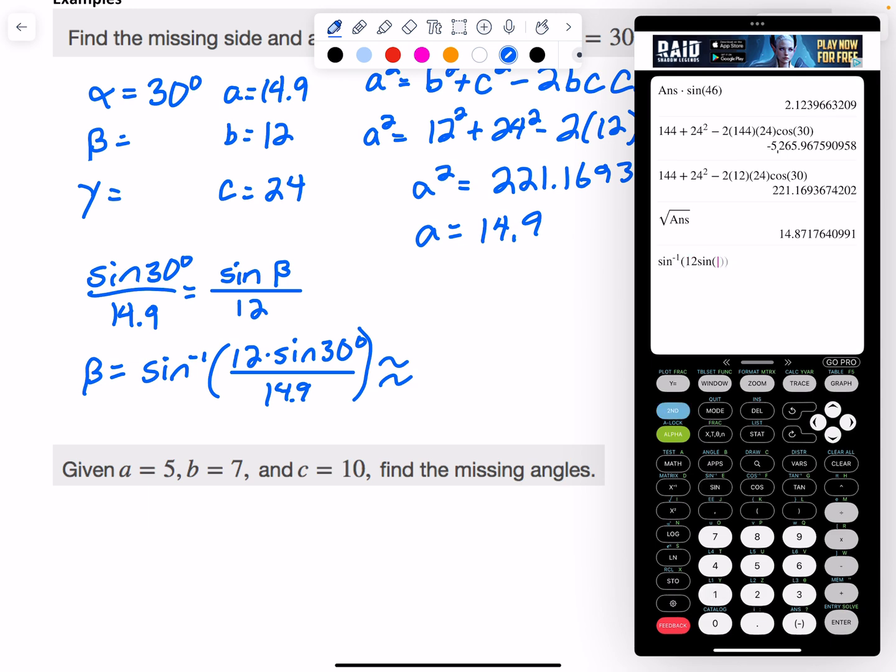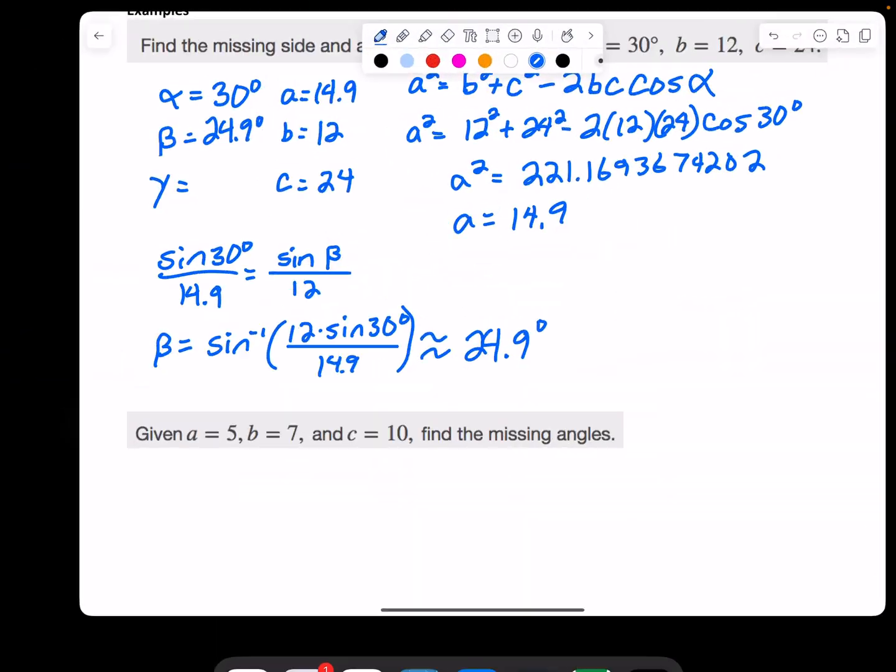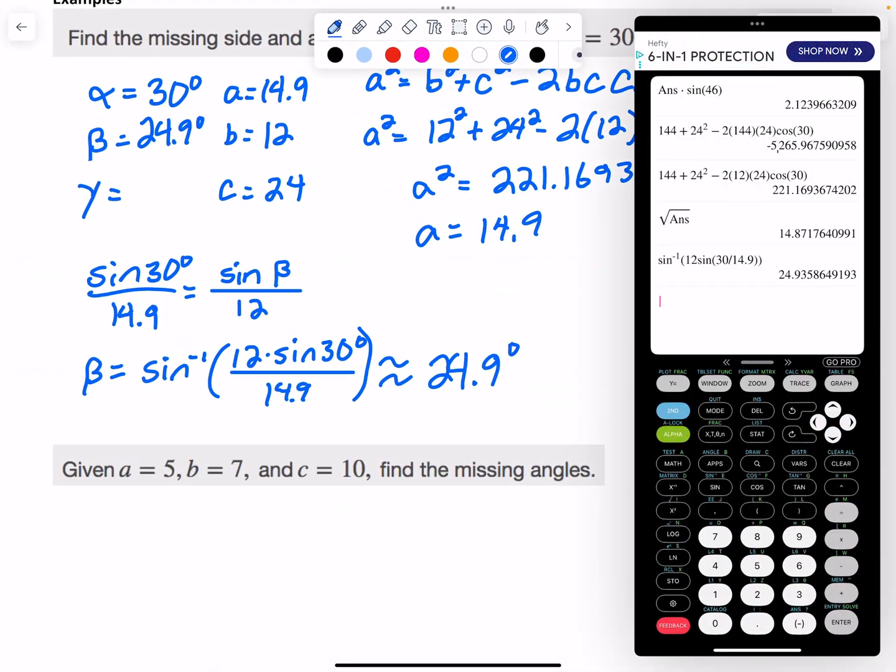12 times sine of 30 divided by 14.9. We get 24.9. Right? That's degrees. So that goes here, 24.9 degrees. And then we're going to go ahead and figure out 180 minus the other two angles to get my third angle, 24.9.